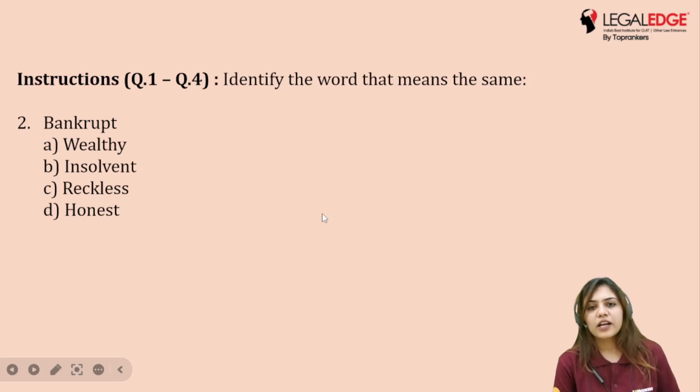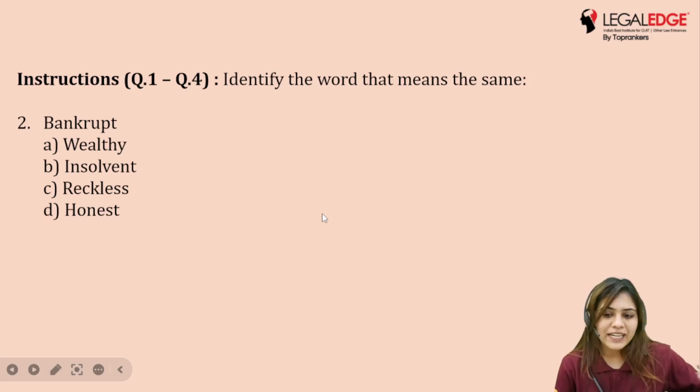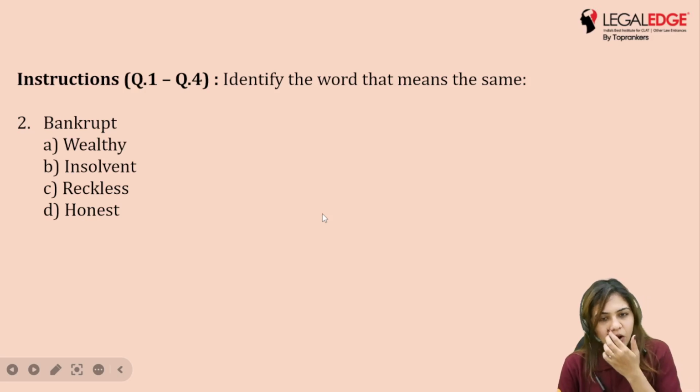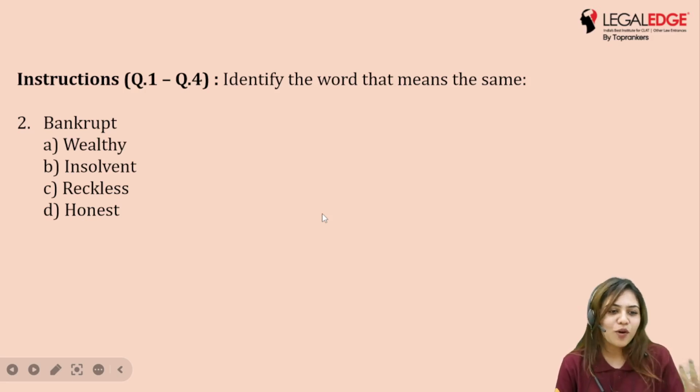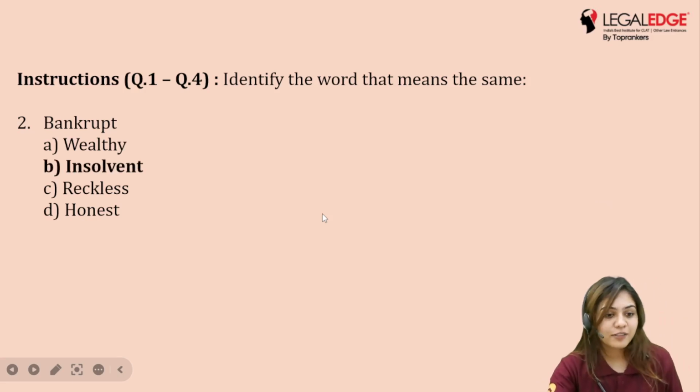Reckless means when you mindlessly perform an act. So mindless performance of an act is definitely not what bankrupt is. Honest would be the opposite of bankrupt, because bankrupt are generally people who are not really honest when it comes to their financial exchanges. So the answer should be insolvent, as you can see.